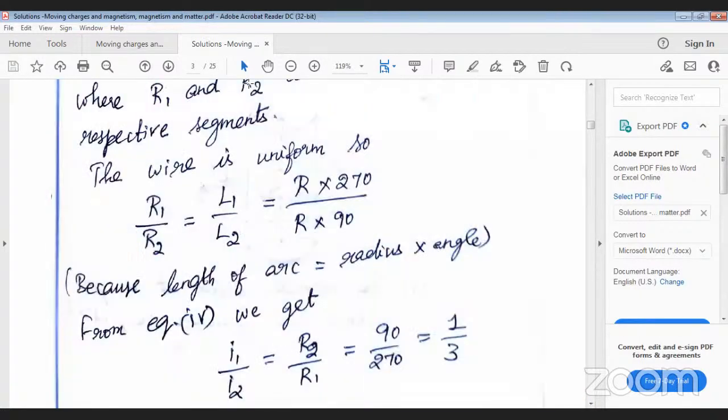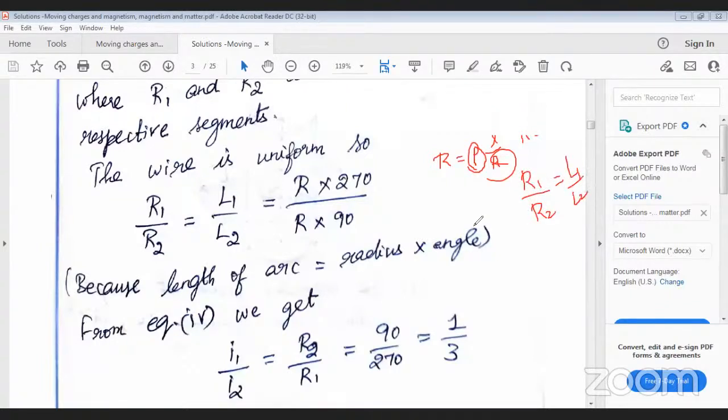Okay, how did we arrive at this equation? Here, you know very well the resistance R is equal to rho into L by A. Here they are telling us that the wire is uniform. That means the area of cross section is same for both parts of the wire, and they are made up of the same material, so rho is same. Only L is differing. So that means R is proportional to L. So for two portions, it is R1 by R2 equal to L1 by L2.